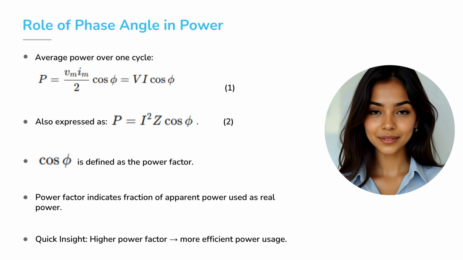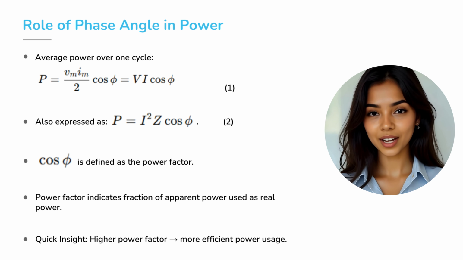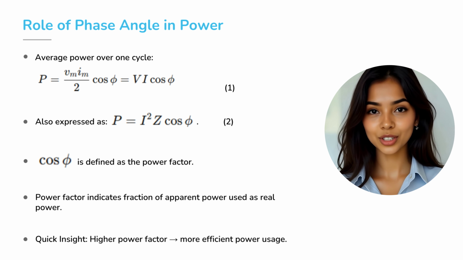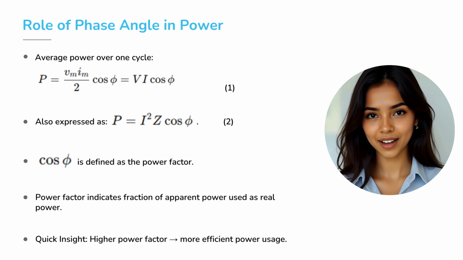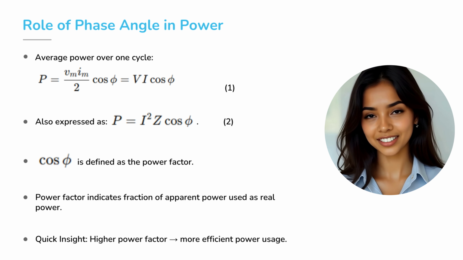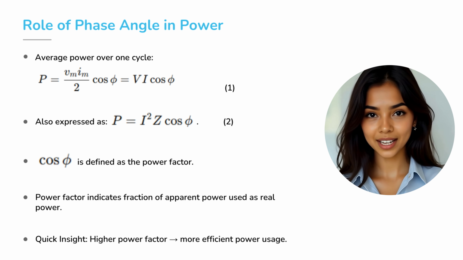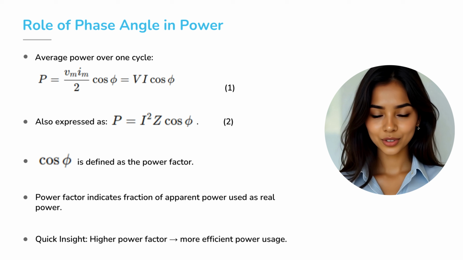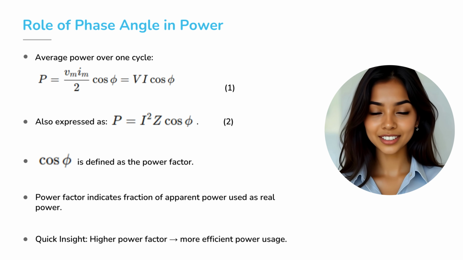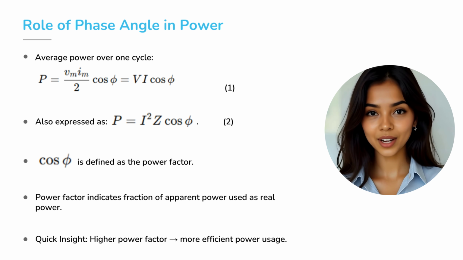Hello students! Let's now explore how the phase angle plays a crucial role in power consumption in AC circuits. The average power over one cycle is given by P equals Vm Im divided by 2 multiplied by cosine phi. This can also be written as Vi cosine phi. Notice that only the cosine phi term decides how much of the apparent power actually becomes real power.